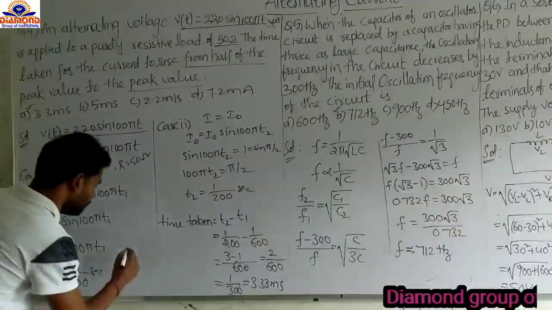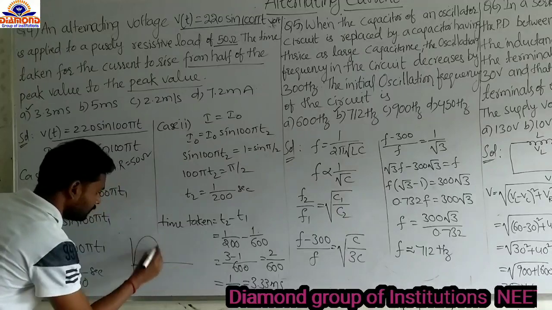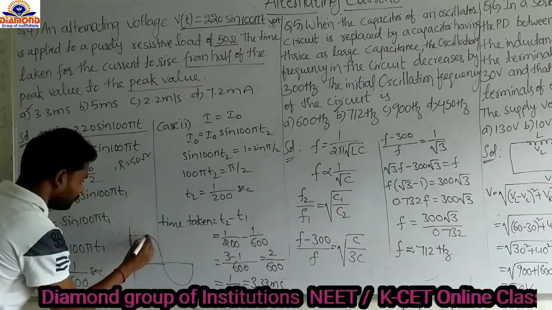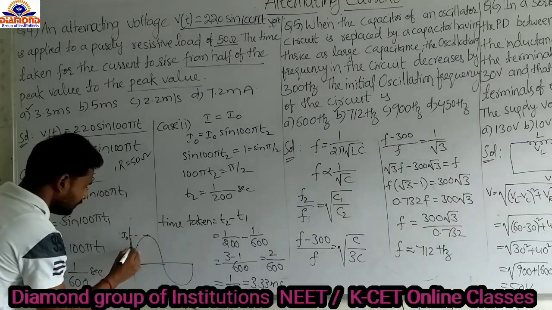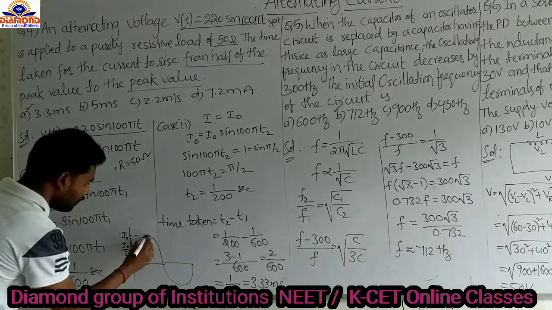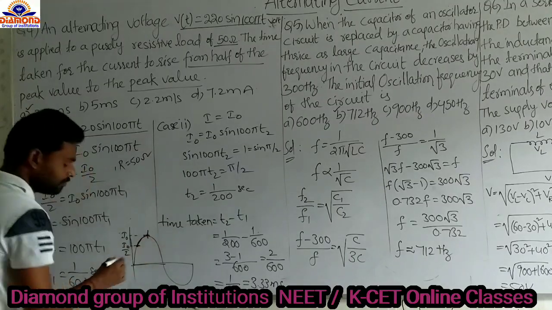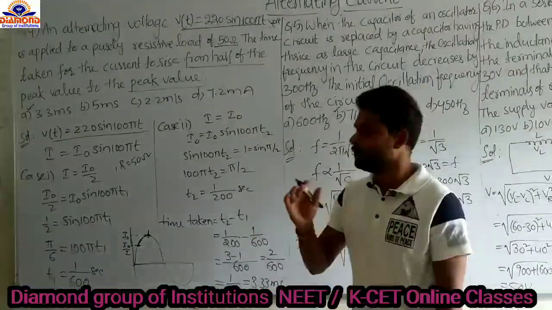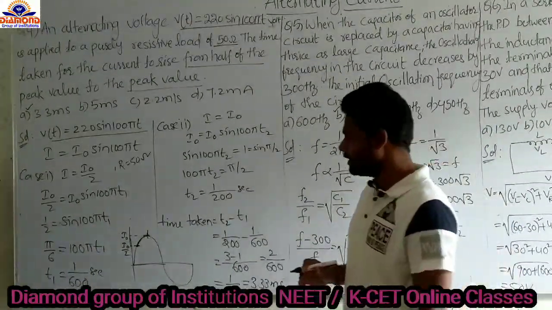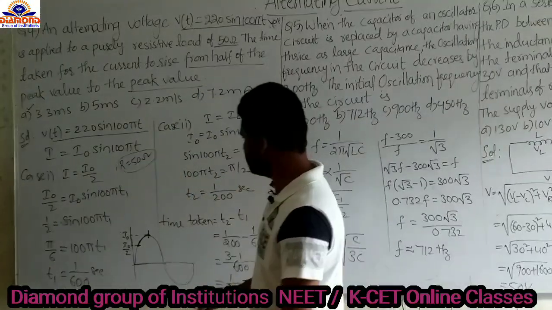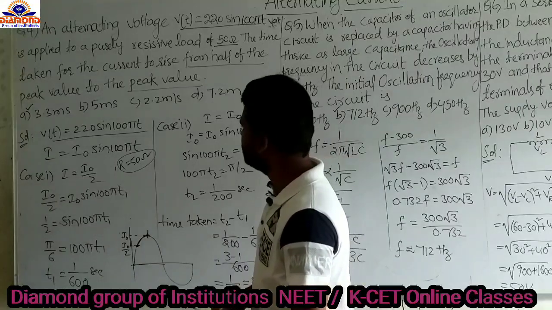Suppose we draw the diagram like this, a sinusoidal wave. Here this is the peak value I naught. Suppose somewhere here we have I naught by 2. From here to here, how much time it is taking, that we have to find. The R value is given, but we have no use of this one.